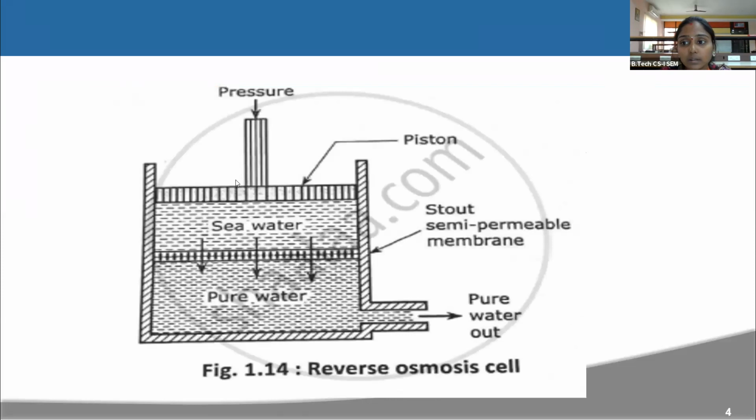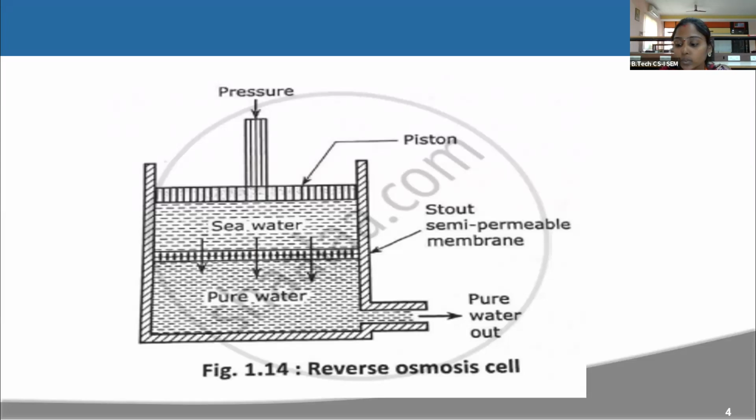So this is the osmosis diagram. It is very, very important, and you have to draw the diagram in examinations also. Osmosis means the solvent moves from lower concentration to higher concentration. Exactly opposite in reverse osmosis: the solvent moves from the higher concentration side to lower concentration through the semi-permeable membrane.